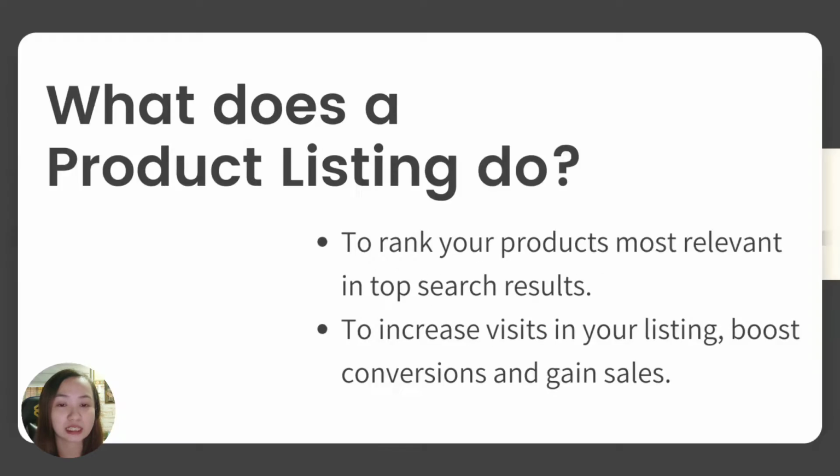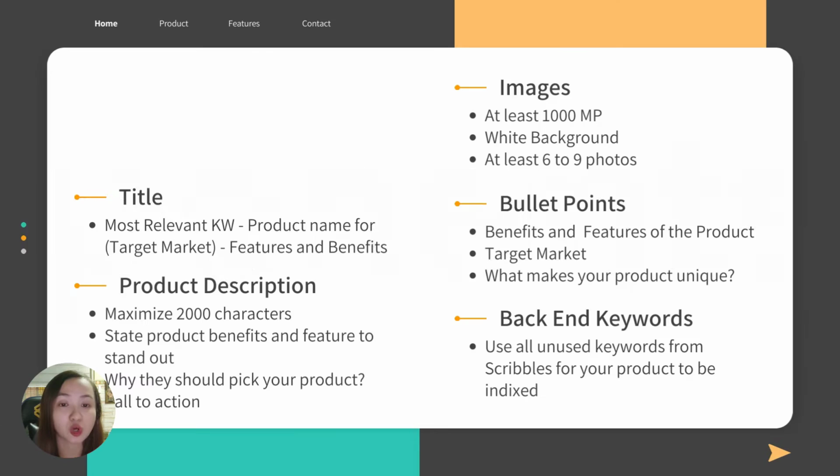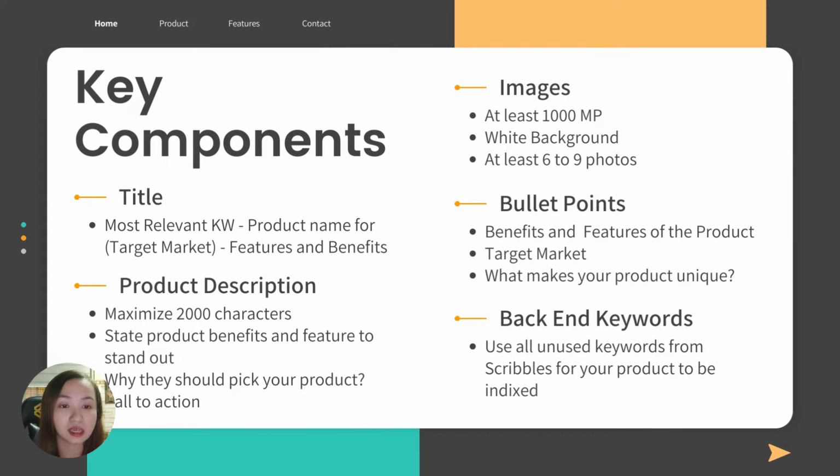So what does a product listing do? First, it initially places your products in the top search results based on their relevance. Next, it boosts conversions and sales by increasing traffic to your listing. You must achieve both with product listing. You must succeed in the major components of the product listing in order to be successful. And double check that everything is in order, from the product title to the bullet points, images, and back-end keywords.